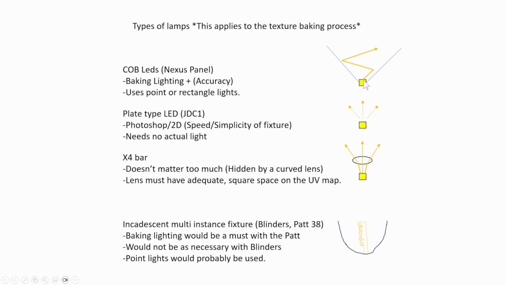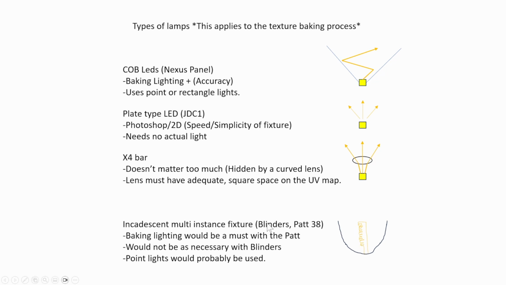So in the first one, baking light is necessary or is helpful because you can get those accurate reflections. In this plate type, like the JDC1, Photoshop is actually a pretty good bet because you just need a white plate, basically. There's no reflections happening. On something like the X4 Bar, it kind of doesn't matter. There's a lens in place that hides some of the pixels down here, that hides some of the drawings that you do. So that gets a little bit complicated.